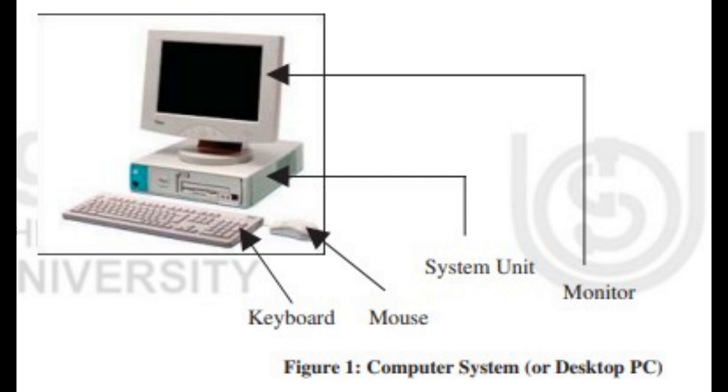From the outside, a computer looks like this. Look at the screen. Figure 1. Computer system, or desktop PC. The CPU resides inside a box known as the system unit, along with various support devices and tools for storing information. You can think of the system unit as a container for the CPU.